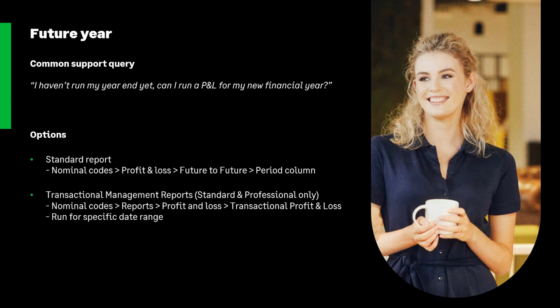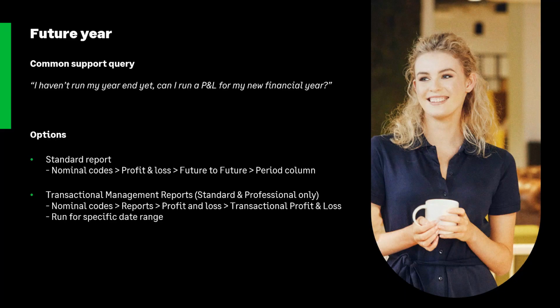The second option is the transactional management reports, which is available in the standard level of Sage 50 and also the professional level. It's not available in Essentials. You'd find that by going into nominal codes, then reports, profit and loss folder, and you should have a transactional profit and loss. Now that enables you to run that report for a specific date range. So it's not just based around particular months.